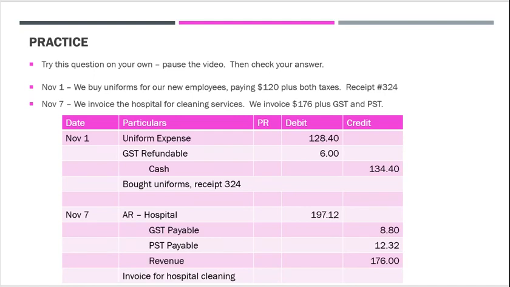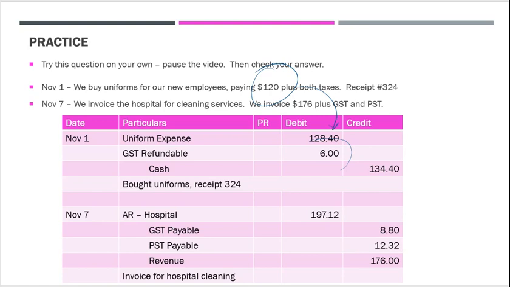So here we go. Depending on what accounts you used, uniforms could be an asset, but in this case, I used it as an expense. I'm thinking that we're giving it to the employees and we're not going to get them back. They can keep them, they can use them. GST refundable. And PST is included in the uniform expense. Notice that we paid $120 originally, but with PST, it's $128.40. Cash is the total amount, $134.40.